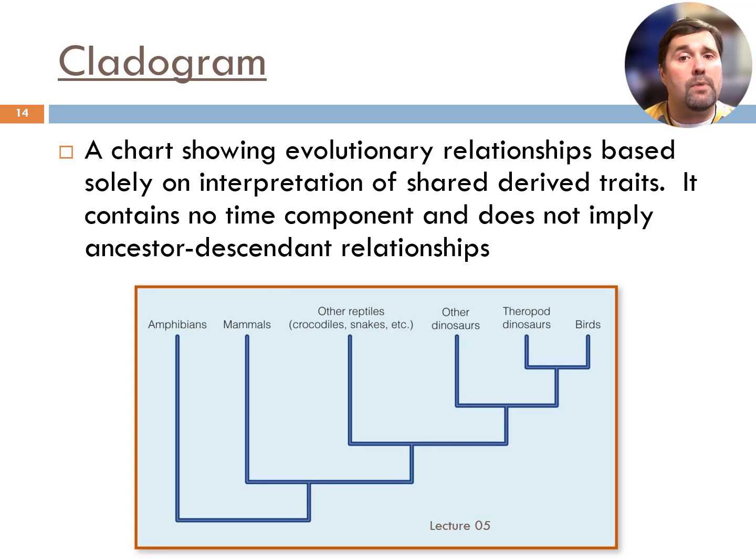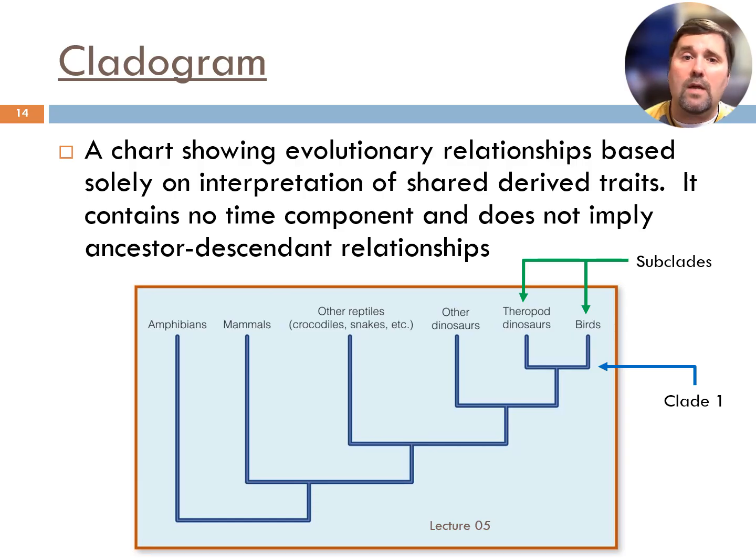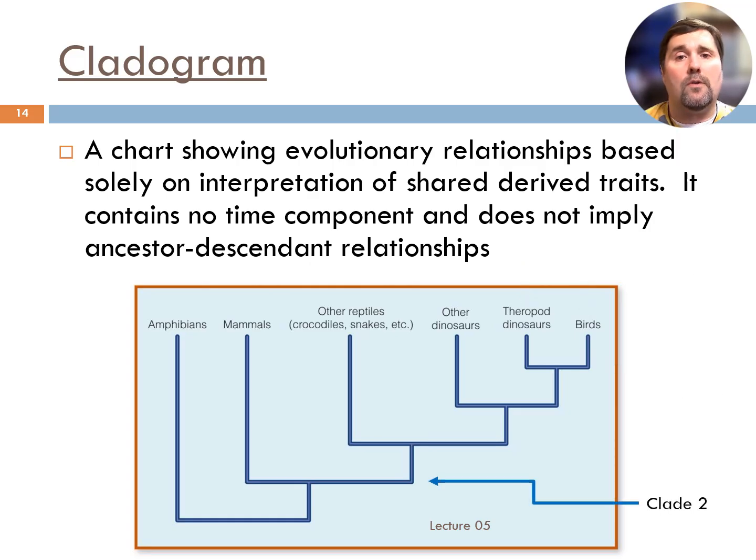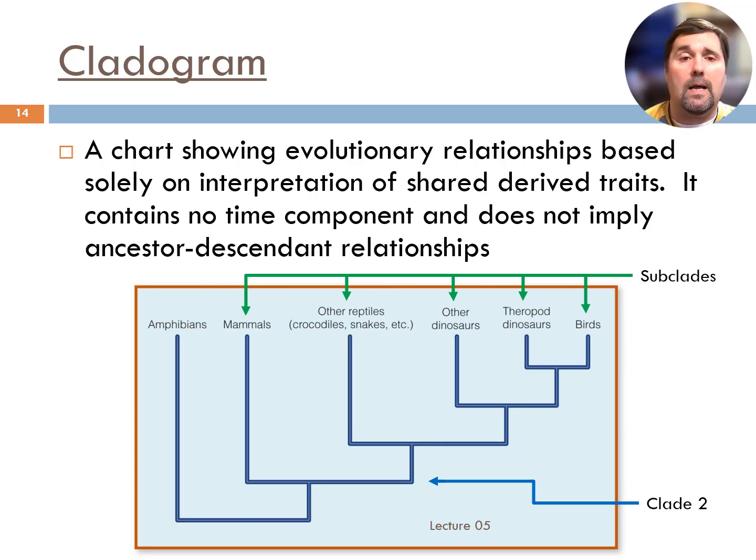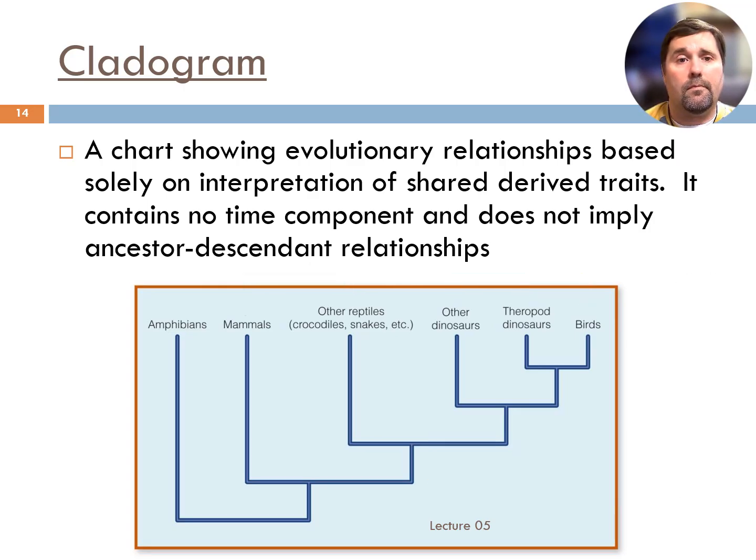It contains no time component and does not imply ancestor-descendant relationships. On a cladogram, at least this style, each horizontal line represents a clade. The vertical lines that branch off the same horizontal line all represent groups that belong to that clade. The lower the horizontal line is on the chart, the more vertical lines branch off of it, so the bigger is the clade. Strictly speaking, cladograms do not indicate which species are ancestral to which others. They just show how closely related species are to one another.